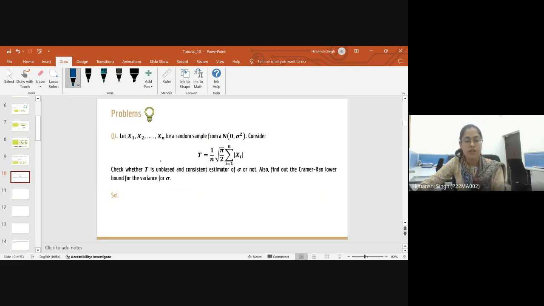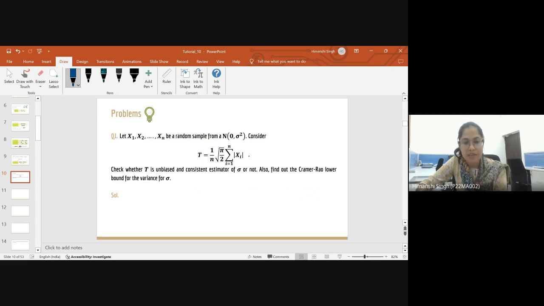Okay, so this is the first problem. We have x1, x2, xn as a random sample from normal 0 comma sigma square. So here the mean is 0 and the variance is sigma square. And consider this T, which is 1 upon n under root pi by 2 summation i going from 1 to n mod of xi. Now we need to check whether T is an unbiased and consistent estimator for sigma or not.